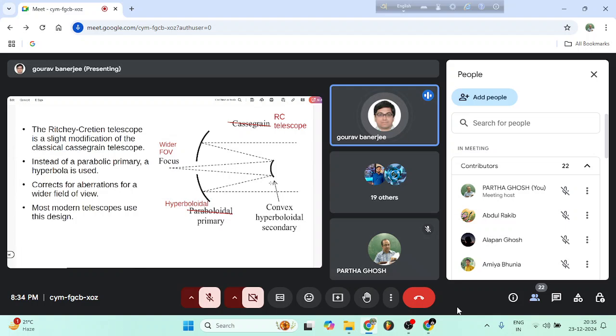And you have a secondary that is a hyperboloid. So this design is actually a compromise between two different aberrations. You don't have as good on-axis performance, but you still have reasonable on-axis performance. But this is the design that has the most field of view, and as such most modern, larger telescopes actually use this design.